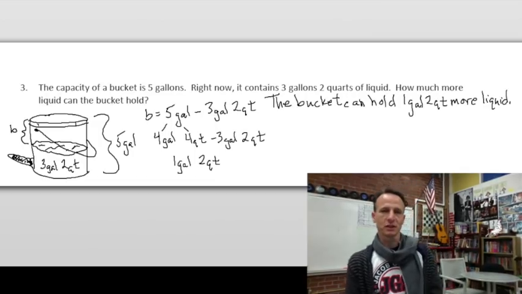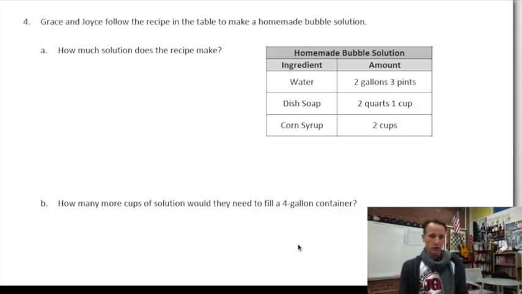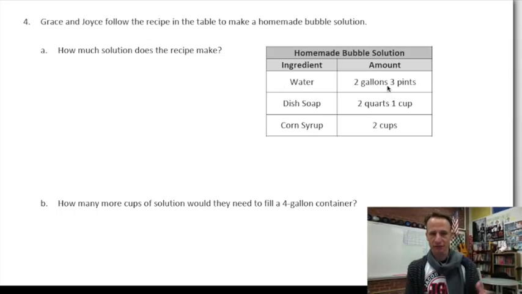All right, let's go on to number 4. Well, Eureka Land is such a happy little place. What are Grace and Joyce up to today? Well, they're making a homemade bubble solution. The blue bubbles. Let's see what they're putting into this. How much solution does the recipe make is our question, and they're following the recipe in this table here.